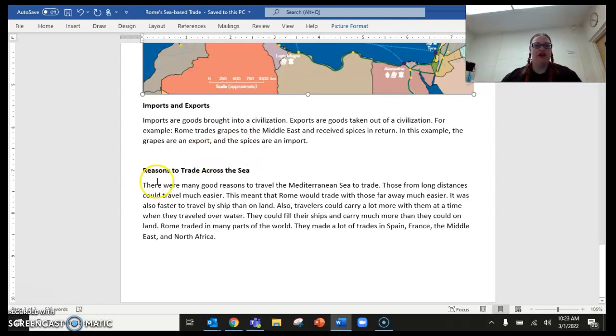And then we've got reasons to trade across the sea. There were many good reasons to travel the Mediterranean Sea to trade. Those from long distances could travel much easier. This meant that Rome would trade with those far away much easier. It was also faster to travel by ship than on land. Also, travelers could carry a lot more with them at a time when they traveled over water. They could fill their ships and carry much more than they could on land. Rome traded in many parts of the world. They made a lot of trades in Spain, France, the Middle East, and North Africa.